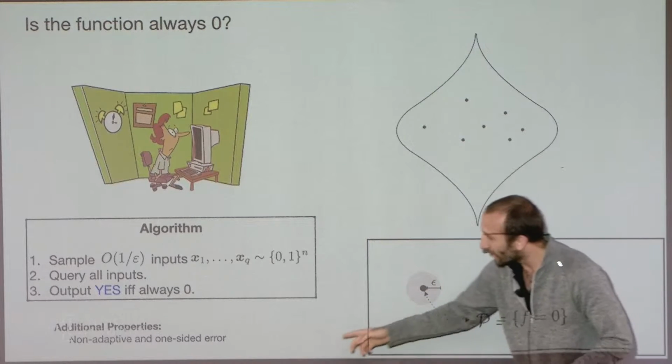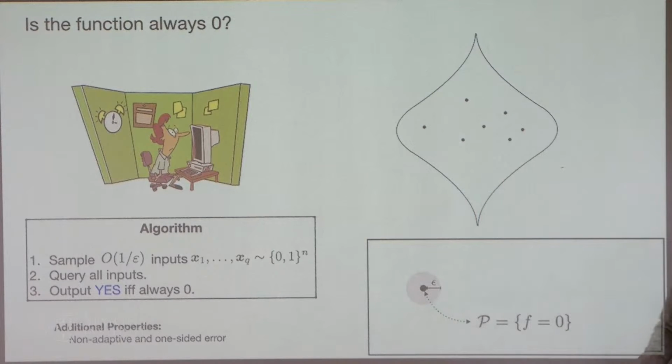And in addition, it has this notion of one-sided error, which means that if your function lies in the property, then you always say yes. And alternatively, this means that if you say no, then it's because you have a certificate, you have a proof that the function must not be in your property.